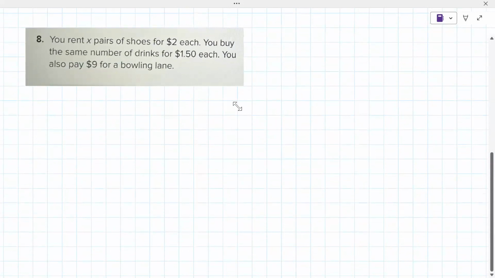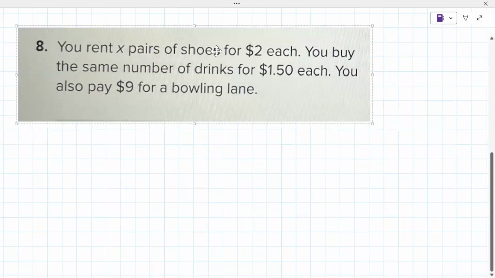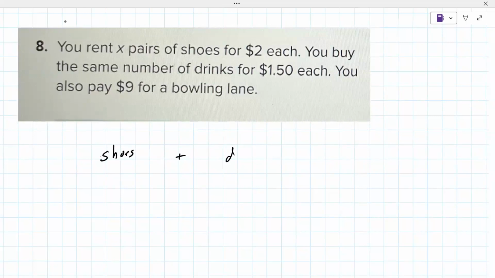All right. You rent X pairs of shoes for $2 each. You buy the same number of drinks for $1.50 each. You also pay $9 for a bowling lane. So think of this as the shoes plus the drinks plus the lane. Okay, so how do you figure out the total cost of the shoes from this first sentence here? Can you convert that to X? 2x? Good. And then drinks are $1.50. How many are you buying though? 1.50x. Yes. And then the lane is always $9. There is no x, just 9.